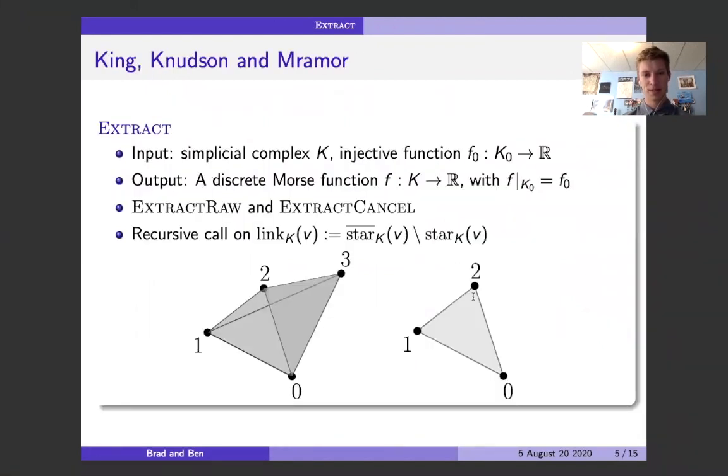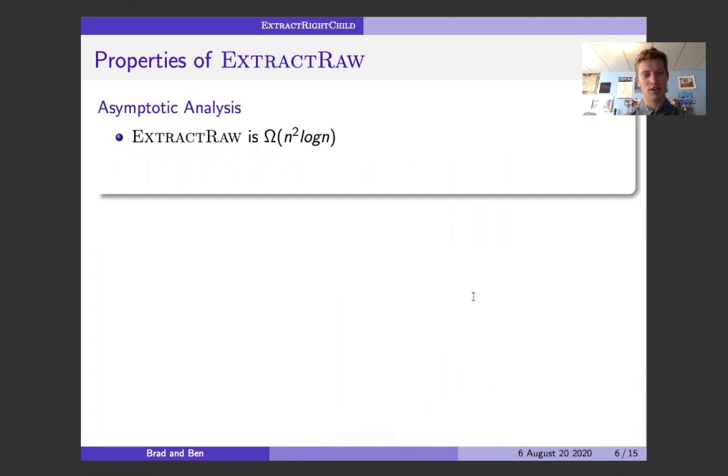Great. Thanks, Brad. So now I'm going to provide a little bit of a deeper insight into ExtractRaw and some of its important properties. And then I'm going to provide our main contribution in the paper, an algorithm that we call ExtractRightChild, which should sound a little familiar from the title.